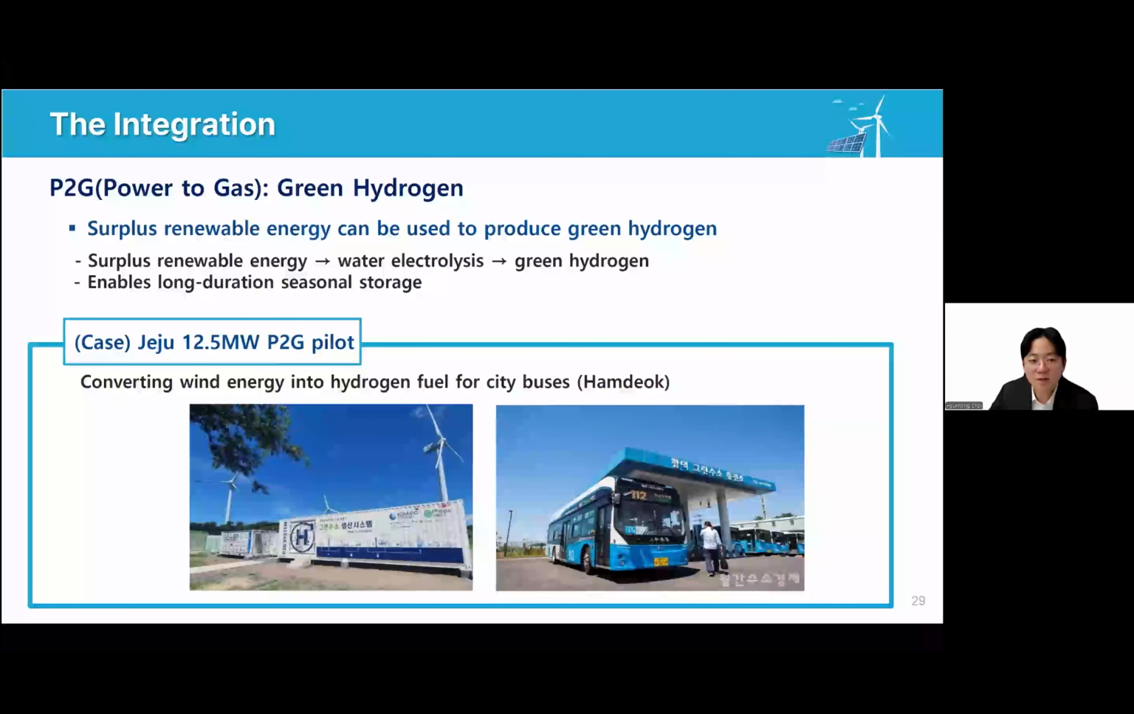Next, P2G, power to gas, involves using surplus renewable energy to produce green hydrogen. By using extra renewable energy for water electrolysis, we can create green hydrogen, which enables long-duration seasonal storage. In Jeju, a P2G pilot project converts wind energy into hydrogen fuel to power city buses in the Hamdok region.